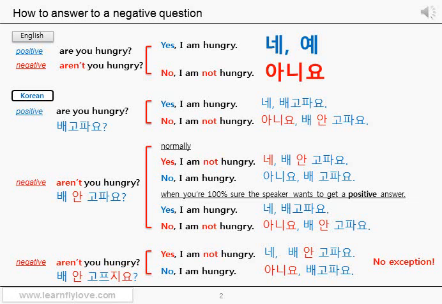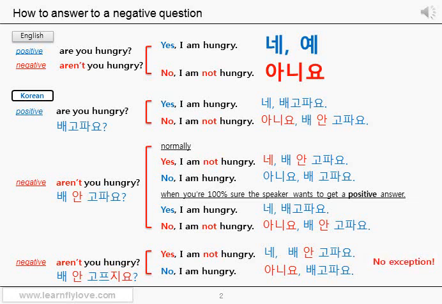We use 네 or 아니요 in Korean to mean the entire sentence you said was correct or not. If the sentence is correct, you say 네 or 예. Otherwise, you say 아니요. So, 배 안 고프지요 means, "I know you are not hungry, right?" So you can answer, "Yes, you are correct. I am not hungry." 네, 배 안 고파요. Yes, I am not hungry. And no, you're wrong. I'm hungry. 아니요, 배고파요. No exception for this case, okay?